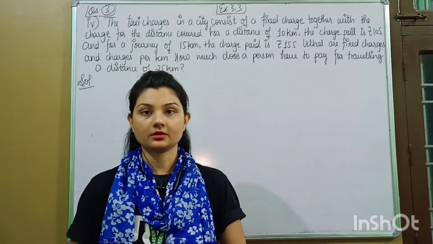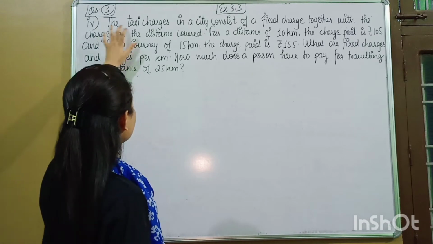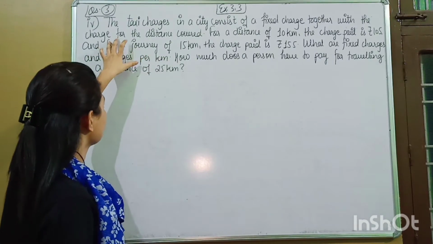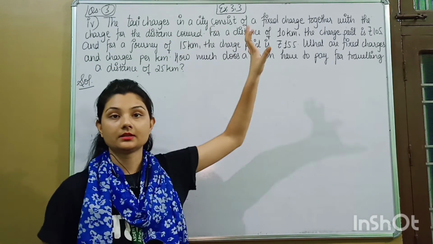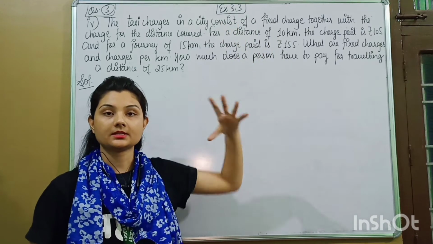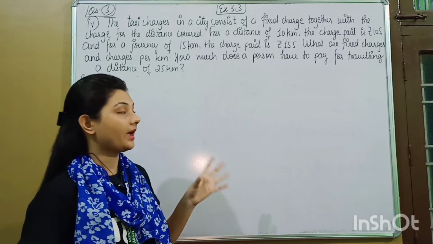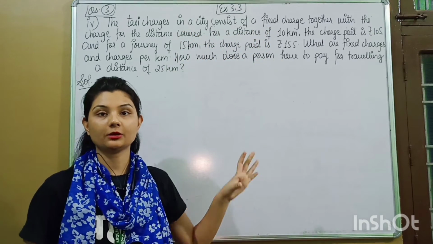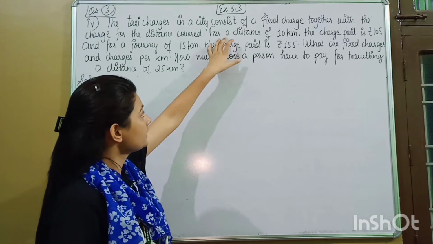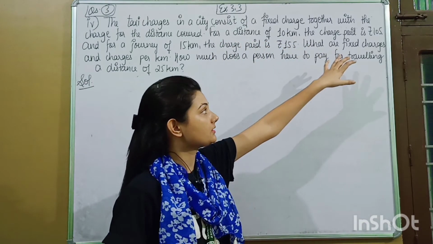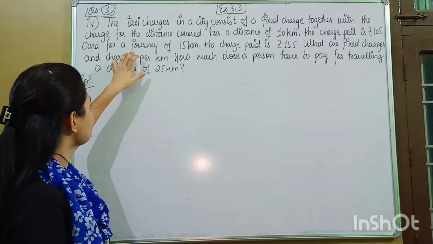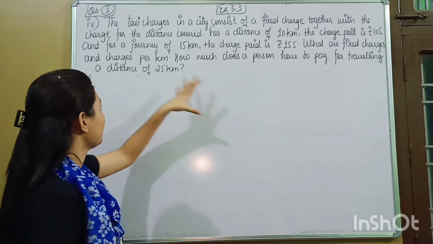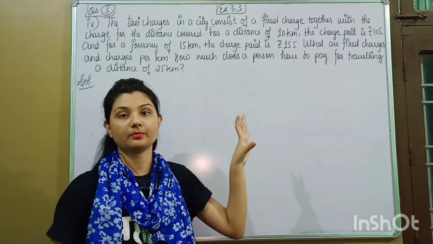Now the fourth part of the question is: the taxi charges in a city consist of a fixed charge together with a charge for the distance covered. There is a city in which some taxi charge is fixed and the extra charge you pay is for the distance traveled, per kilometer. For a distance of 10 km, the charge paid is rupees 105, and for a journey of 15 km, the charge paid is 155. We have to find the fixed charge and the charge per kilometer.